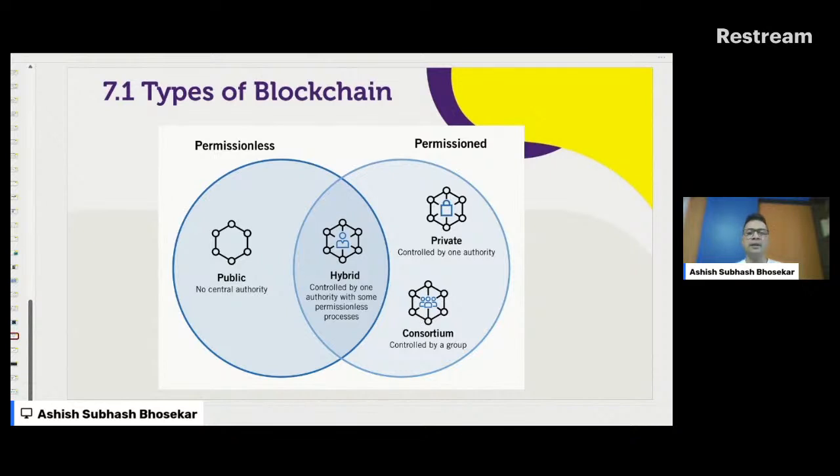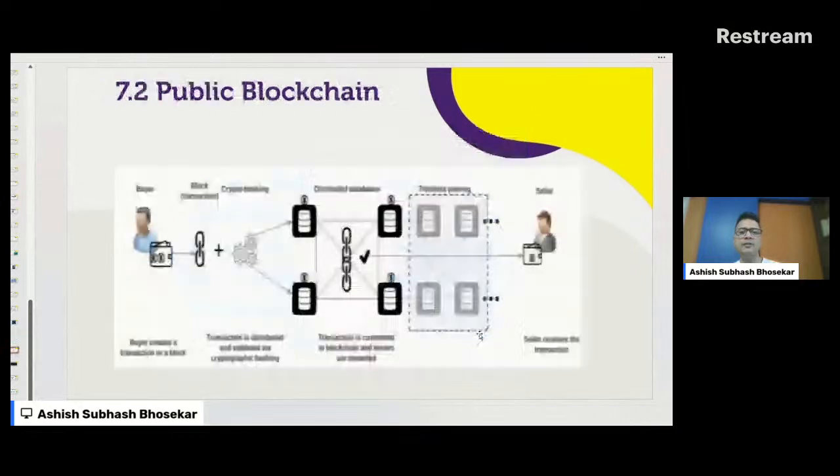Right. So let me share. So here you can see it is showing what is public, what is private, what is consortium, controlled by a group, and hybrid also is there, which we'll take a look at later on in the session. So let me move to the next one.